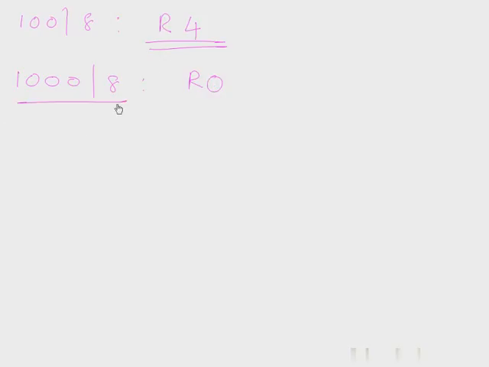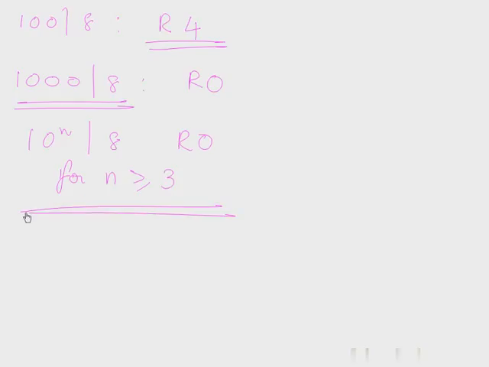So 1000 onwards, all powers of 10, remainder 0 for n greater than or equal to 3. All powers of 10 greater than 1000 will be divisible by 8. So just the first three digits, the hundreds, tens and units, will decide divisibility. So if I want to check divisibility by 8, I just look at the first three digits of the number, look at that number, it's a number in the hundreds, and check for divisibility by 8 for that number.